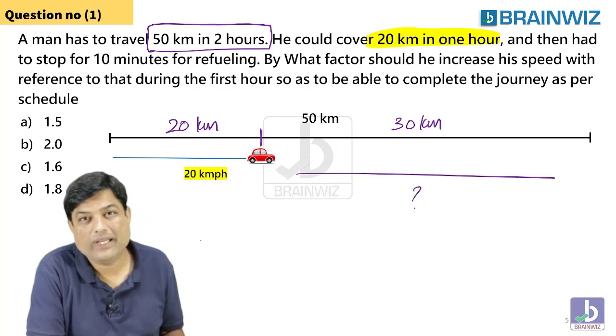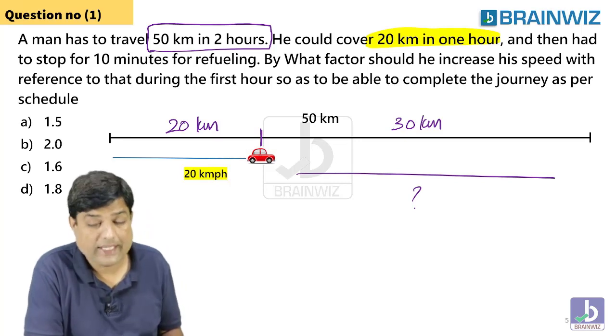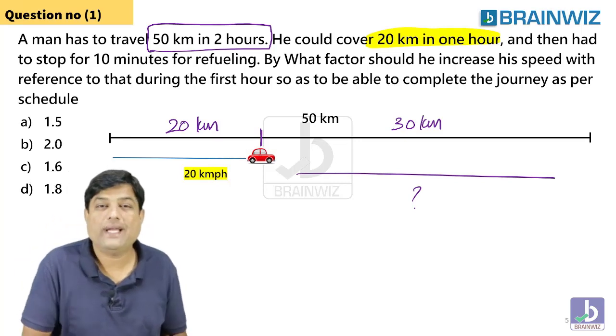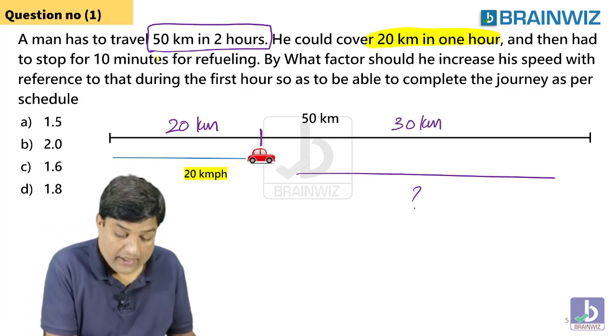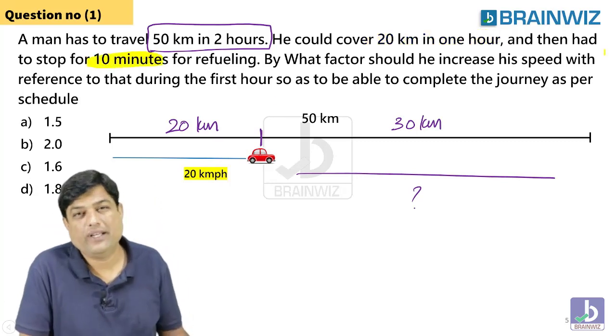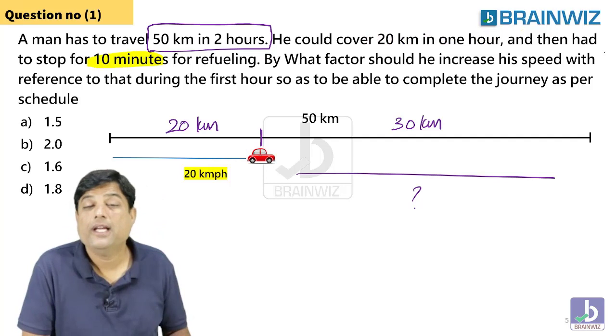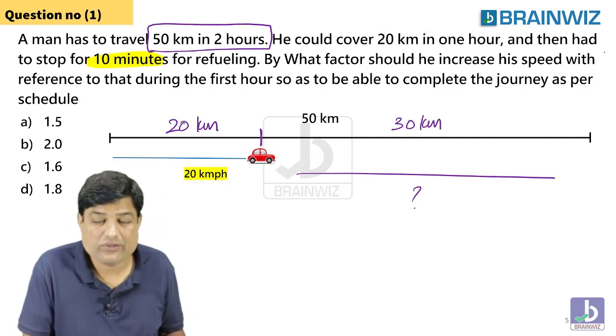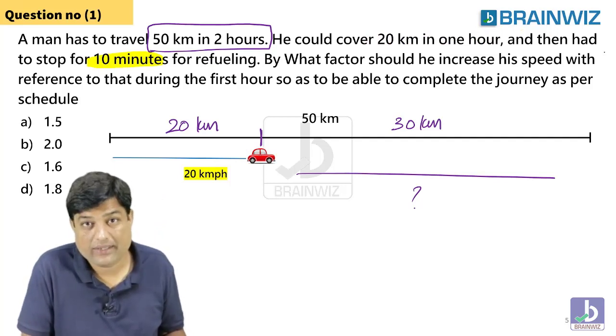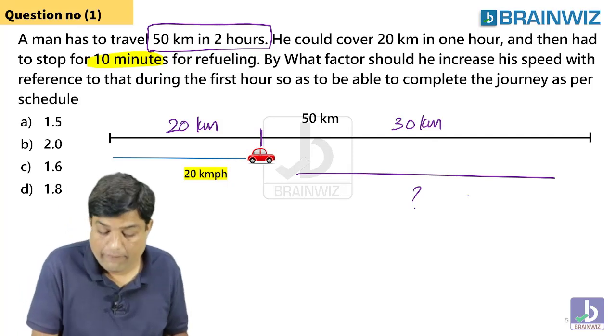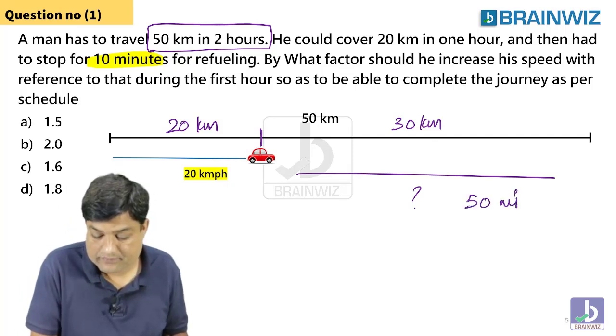Definitely our answer will be 1 hour. So as he told the total time is 2 hours, we think it's 1 hour. But what happened? He has spent 10 minutes in refueling. Refueling in the sense, you all know that. So 10 minutes he has used for fueling the vehicle. Now how many minutes are still left? 50 minutes are still left guys.